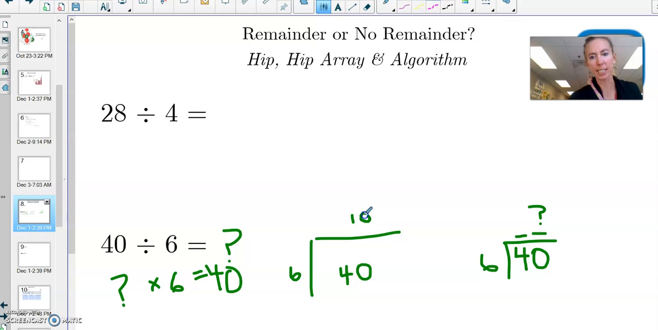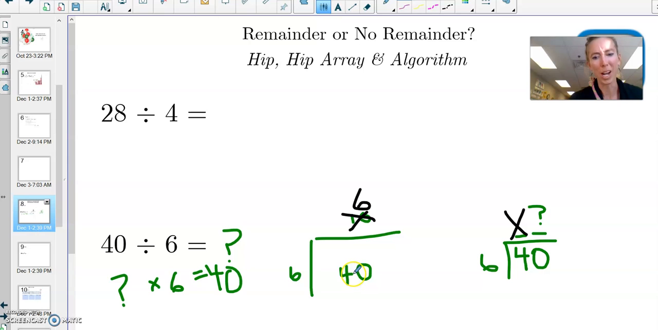Well, 10 times 6, that's fun to do. That's 60. Oops, that's too much. Okay, so sad. I'm not going to have a tens. I'm not going to have any numbers in the tens. So I try something else. 10 times 6 was 60. That was way too much. So maybe try something like 5. 5 times 6 is 30. Now we're getting closer. So how about 6 times 6?